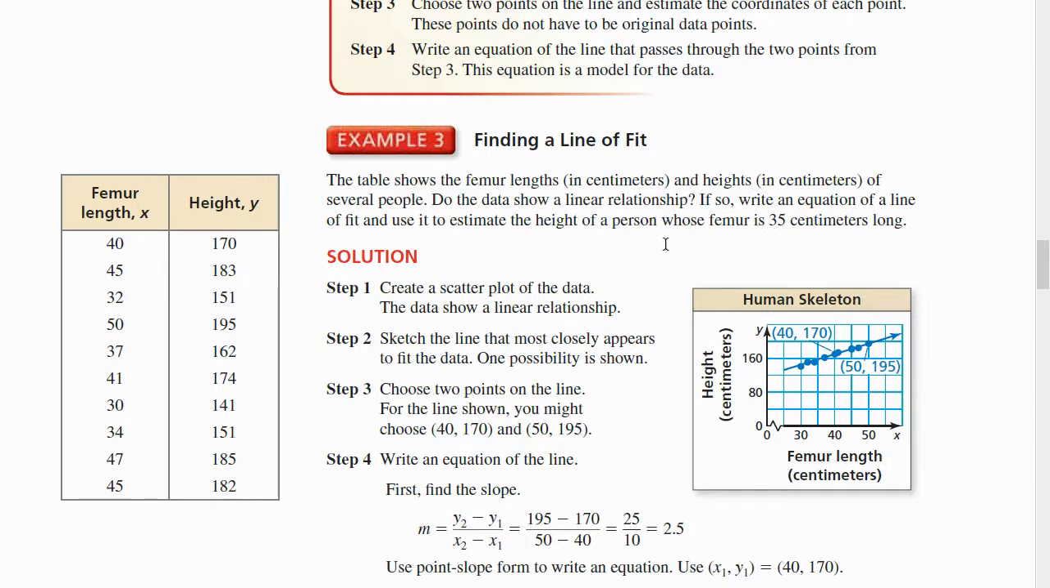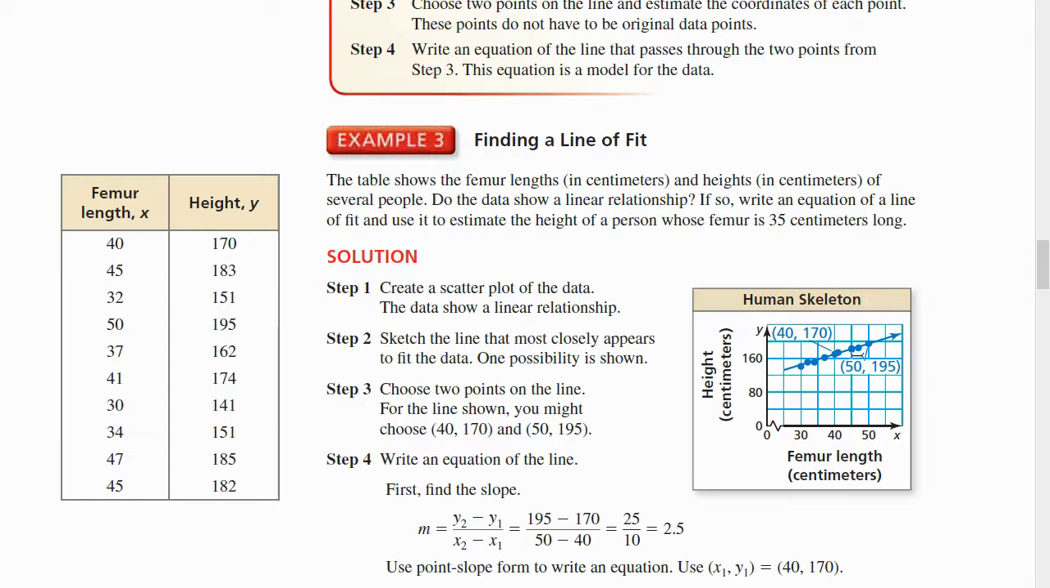All right, so as we do this, if you went and plotted all of these points on a graph, 40, 170, so you go over 40 and up to 170, put a point. 45 and 183, so go over 45, go up to 183, put a point. So you plot all of these points on an actual piece of graph paper. You would notice that for the most part, the rule is what I said. As the femur length increases, the height does.